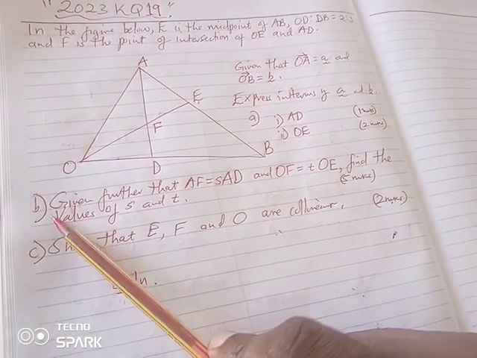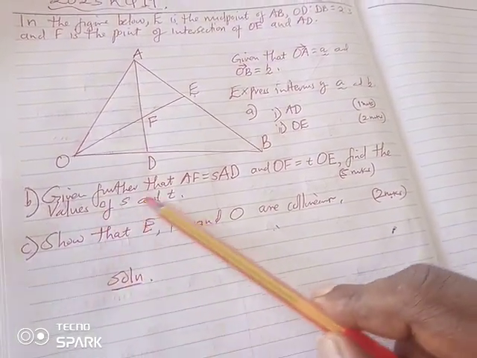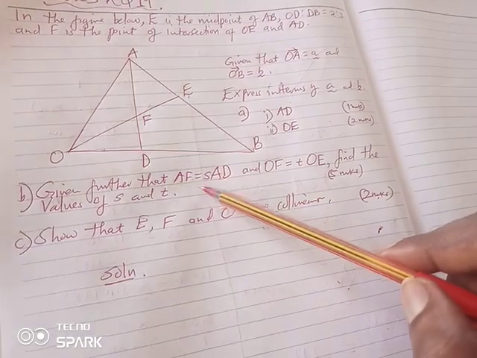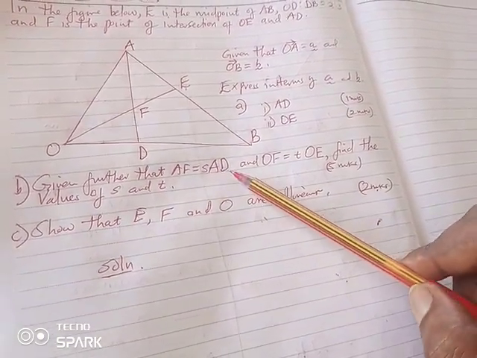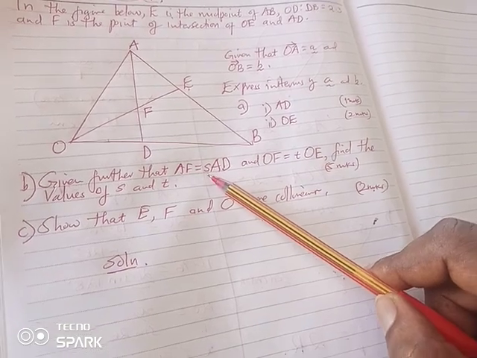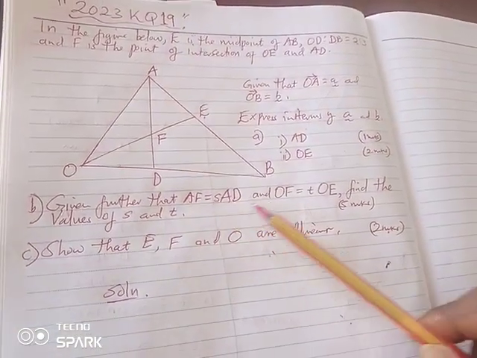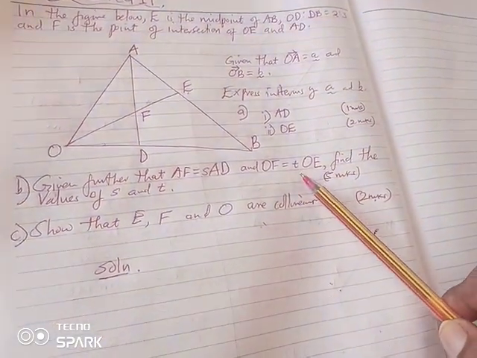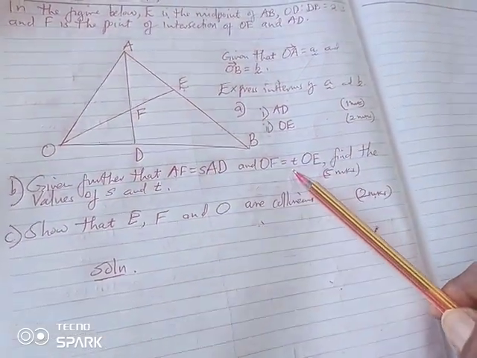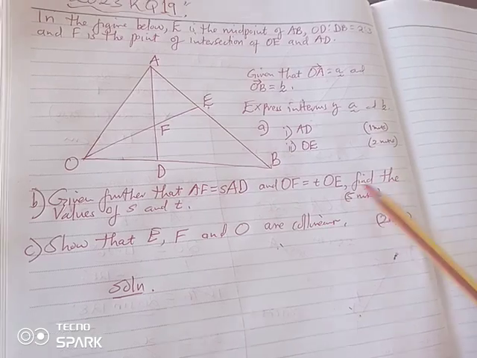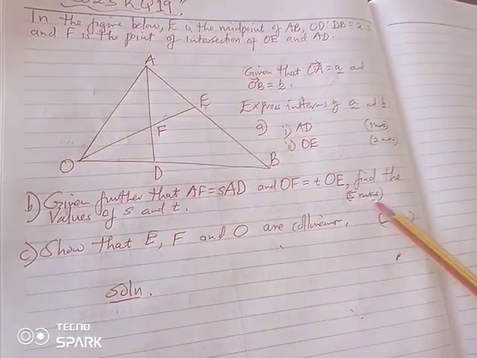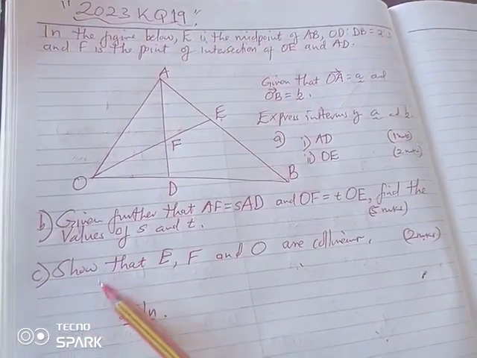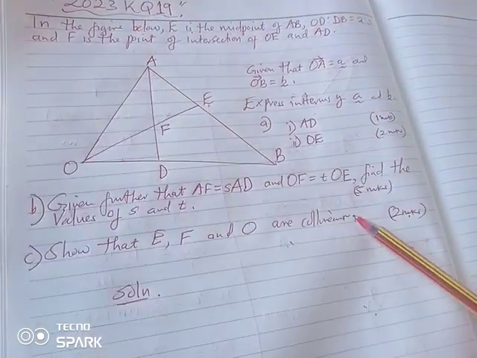Then Roman or part B, given further that AF is S AD, where S here is a scalar quantity, and OF is also T OE, where T is also a scalar quantity. Find the values of S and T, 5 good marks. Then, last but not least, show that EF and O are collinear, 2 marks.